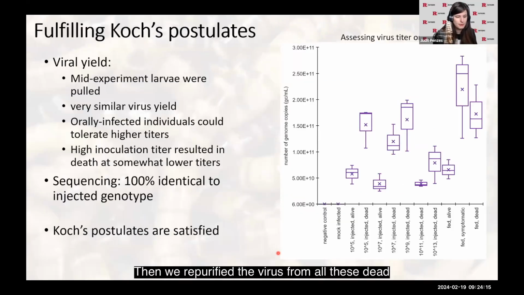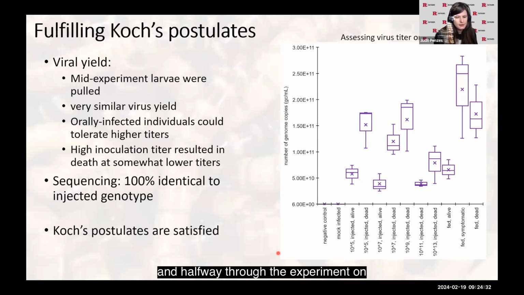Then we repurified the virus from all these dead individuals and sequenced its genome, and what we found was that it was absolutely 100% identical to the ZMBWV Utah strain that we infected them with.